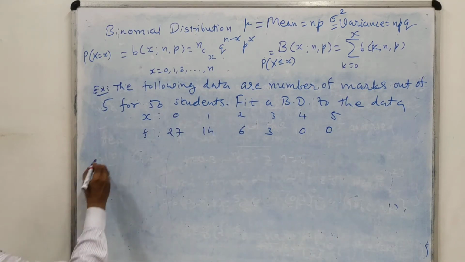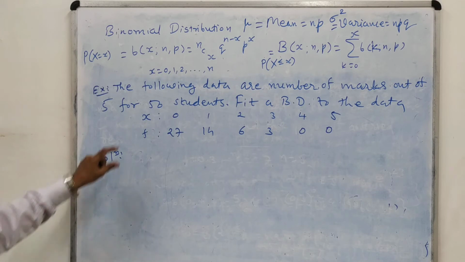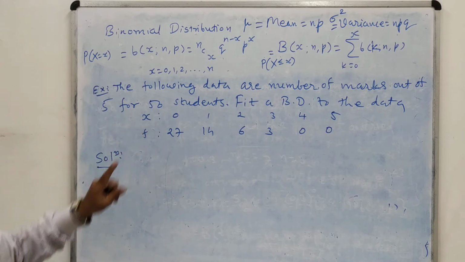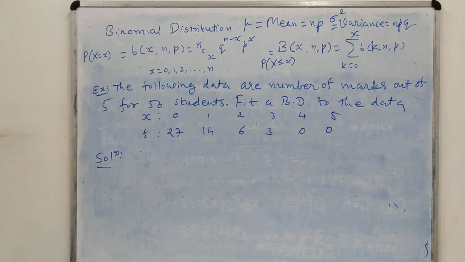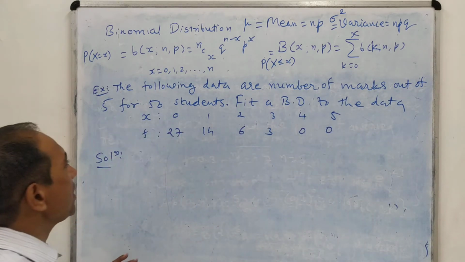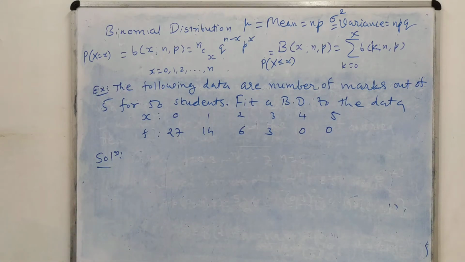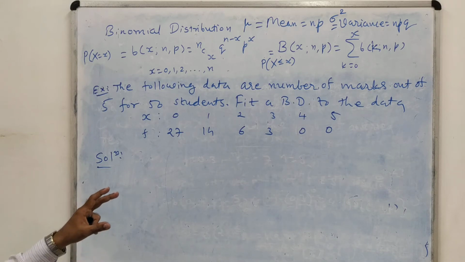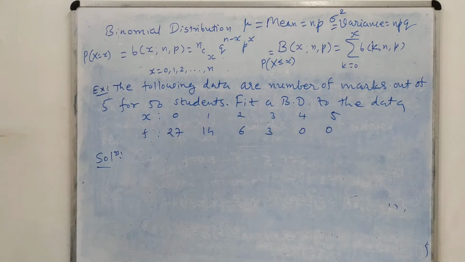So now the question is slightly different from the previous ones. Here in the solution process, we are asked to find a binomial distribution. That means we want to find binomial frequencies. Here we are given x and frequency, that means it is the case of frequency distribution, which we have already discussed in the chapters of mean, median and mode. Now we want to find binomial frequencies, and binomial frequencies can be obtained by finding binomial probabilities for x equal to 0, 1, 2, 3, 4 and 5.